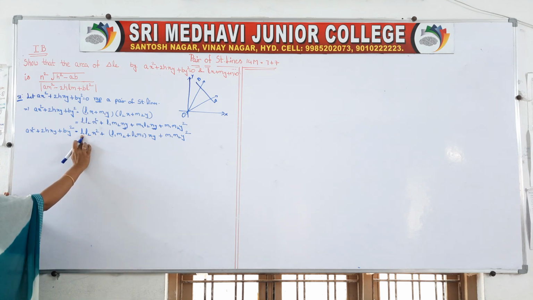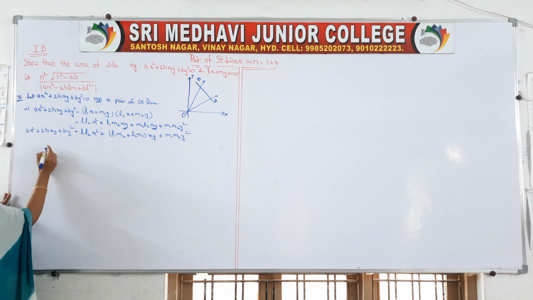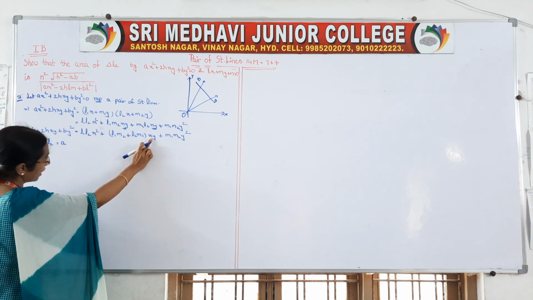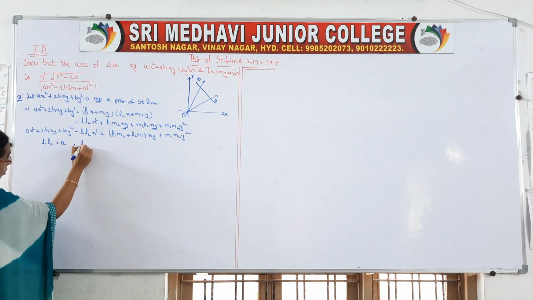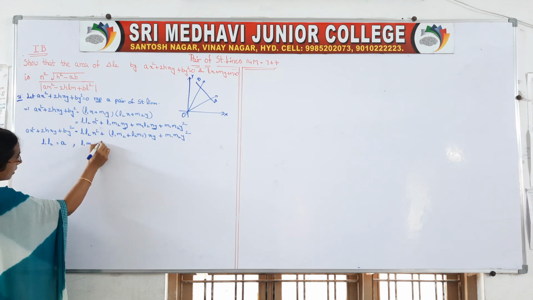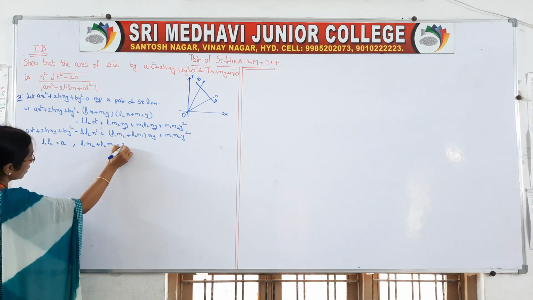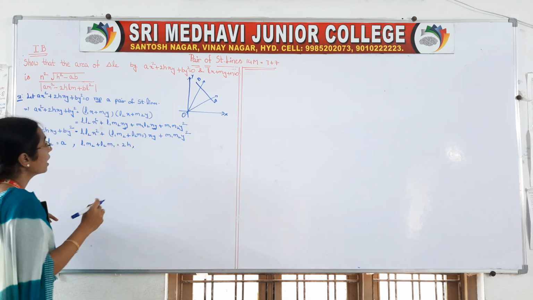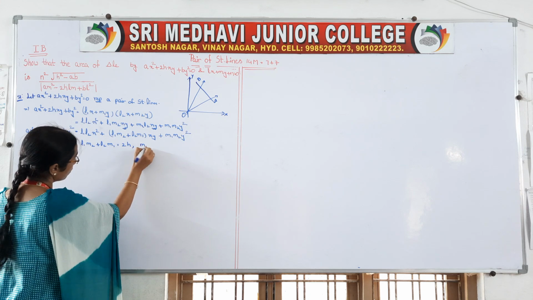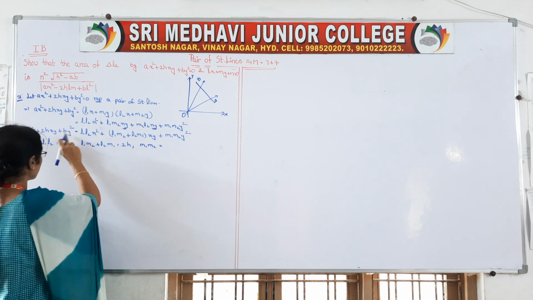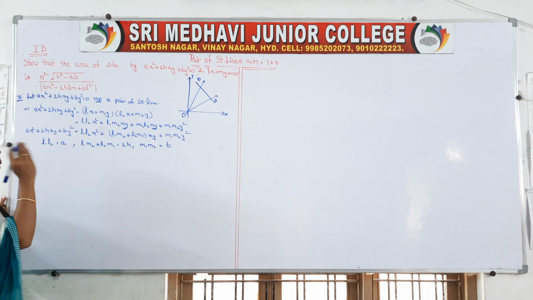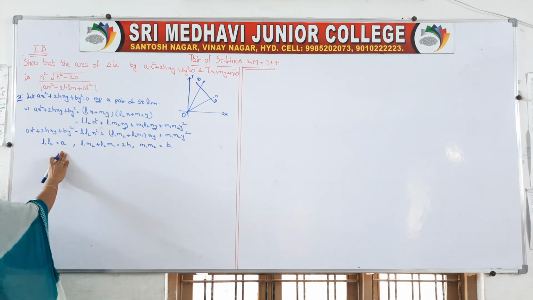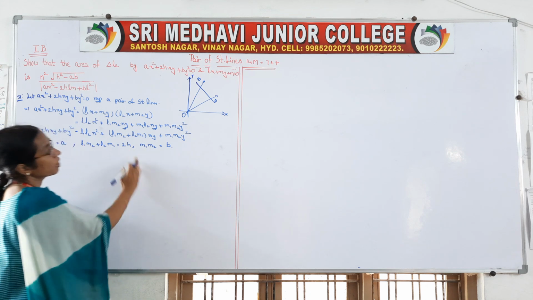The x square coefficient is l1 l2 on this side, and a on the other side, so l1 l2 is equal to a. Next, the xy coefficient on this side is l1 m2 plus l2 m1, and on the other side it is 2h, so l1 m2 plus l2 m1 is equal to 2h. The y square coefficient is m1 into m2, and on the other side it is b. So now we got our a value, b value and 2h value.